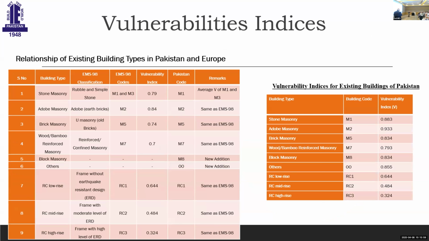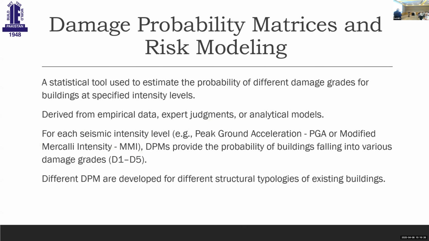Then we compared these things with the European standards, and based on these we developed the vulnerability indices. This is a statistical method through which you can develop the vulnerability indices. You can see that some of the buildings, like other buildings, are very vulnerable, but these numbers are not very different from each other. So whether it is reinforced concrete or not, the vulnerability is still very high because of several other reasons, which I don't want to go into right now.